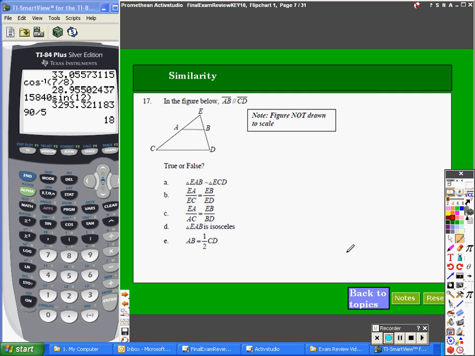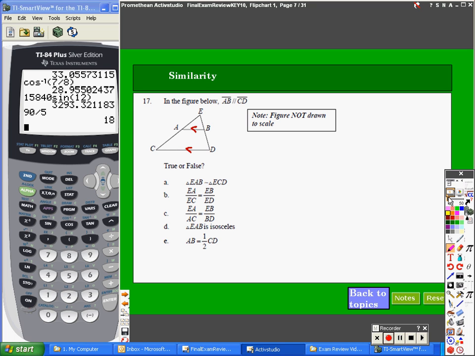All right, in number 17, they tell us in the figure below, AB is parallel, that's the symbol, to CD. So we know that these two lines are parallel. And whenever you see parallel lines, you're going to want to imply all of the different types of angles that you learned about parallel lines. We want you to assume all of those because they're telling you they're parallel.